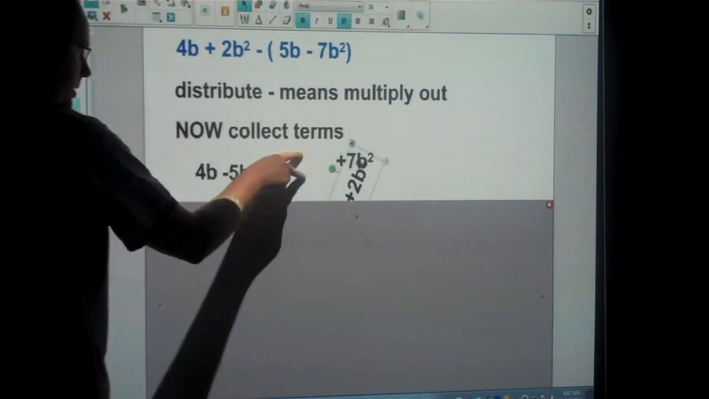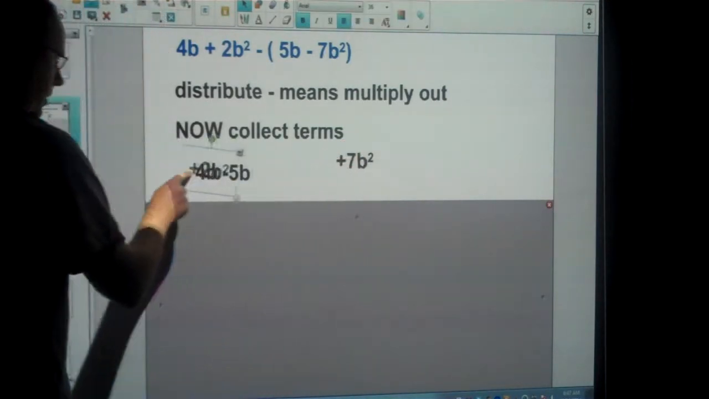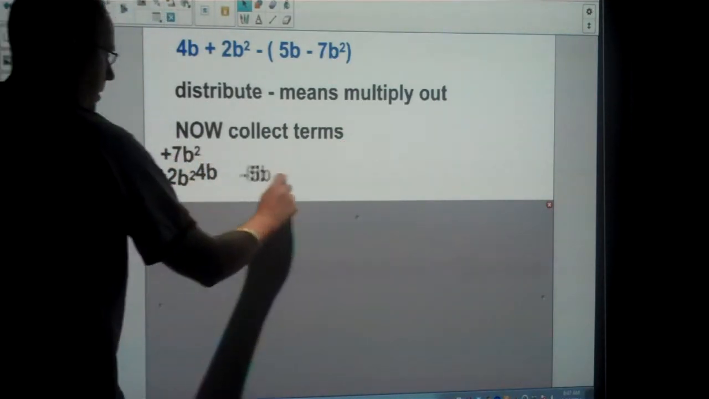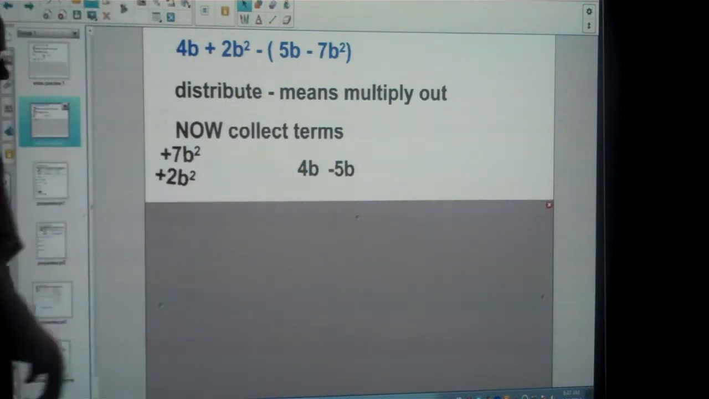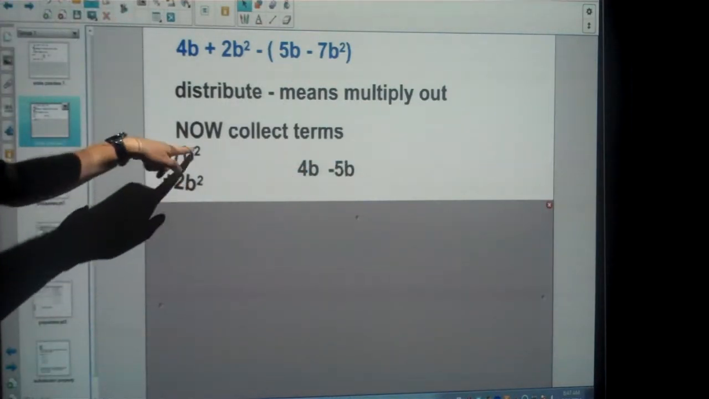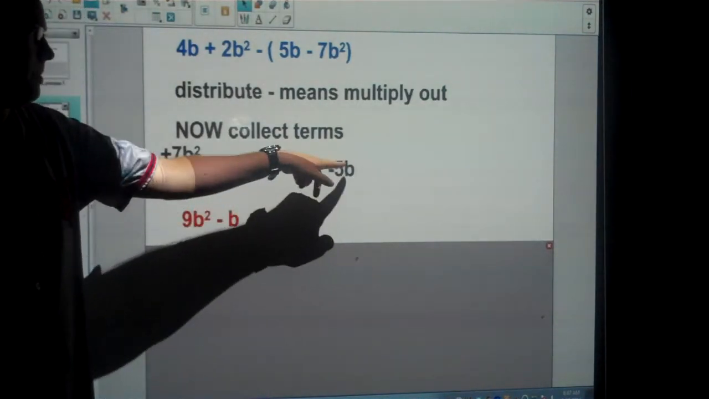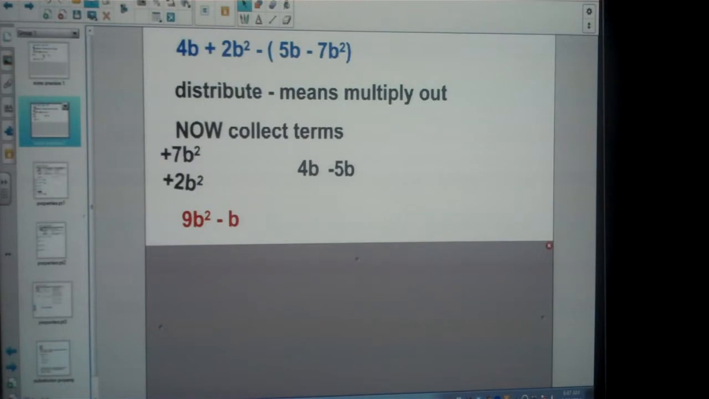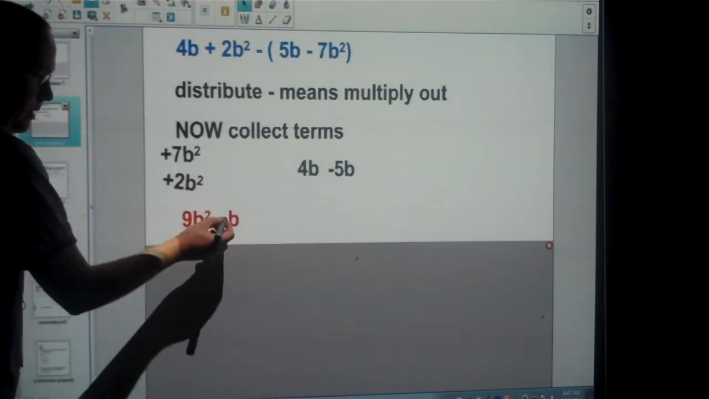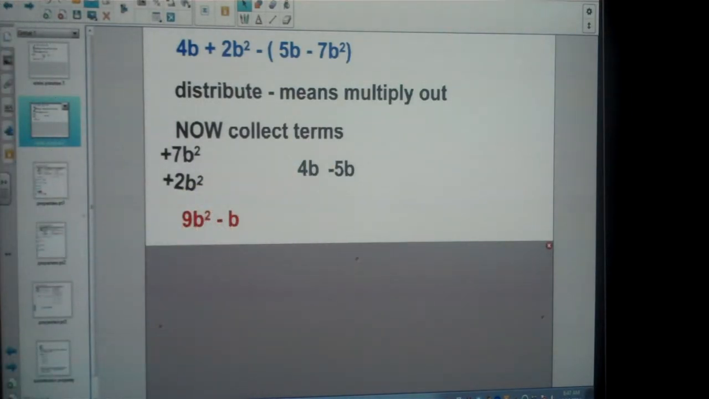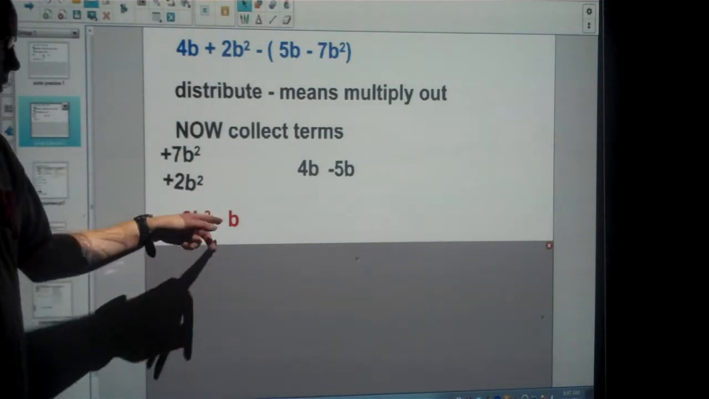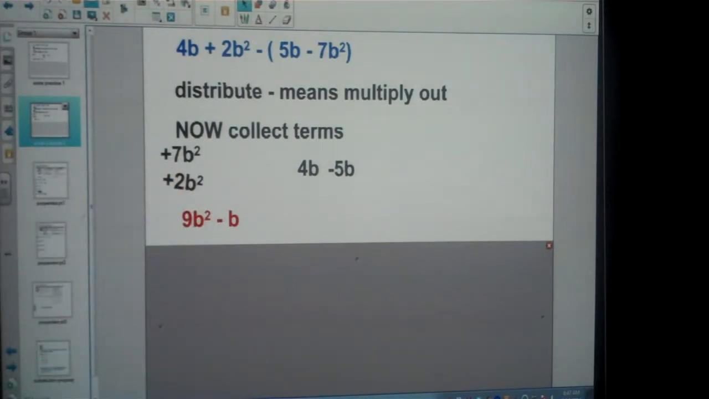Now ideally I'd like to do my squared terms first, and then my non-squared terms second. So 7b squared plus 2b squared should be 9b squared, and 4b take away 5b is negative 1b, so with it being a negative, I put subtract, and also remember when it's just one of a variable, we don't write the number 1, so that would be my answer. We also tried a few more of these in class, so if you didn't finish off your worksheet last time, take a look at that as well.